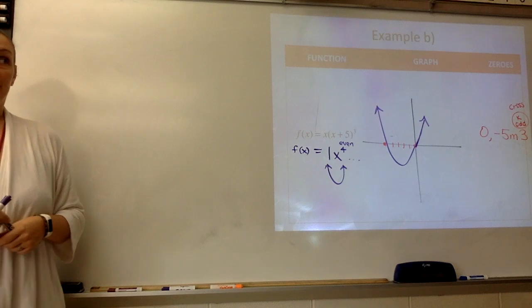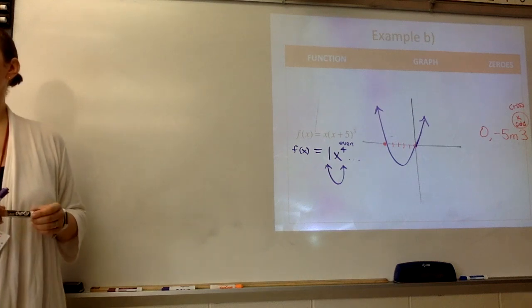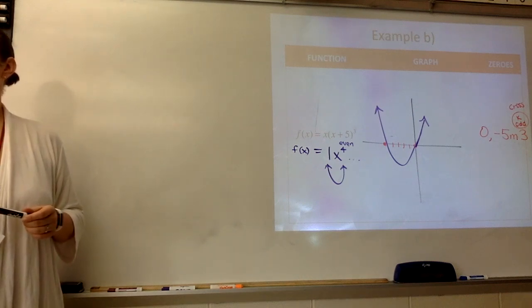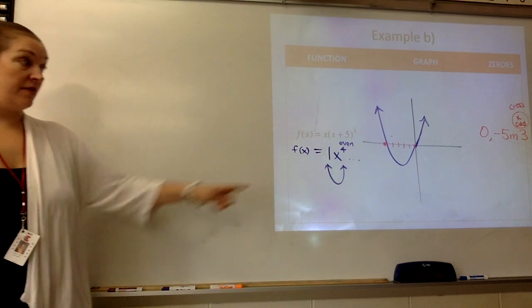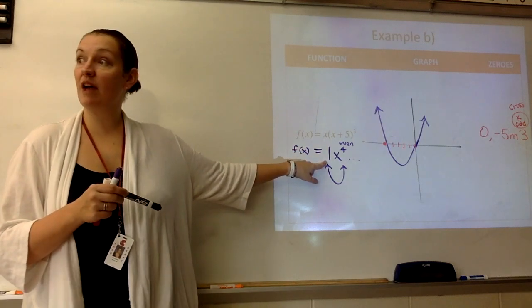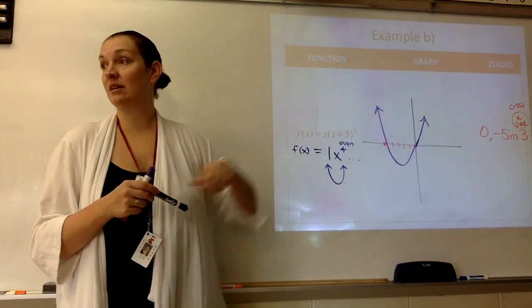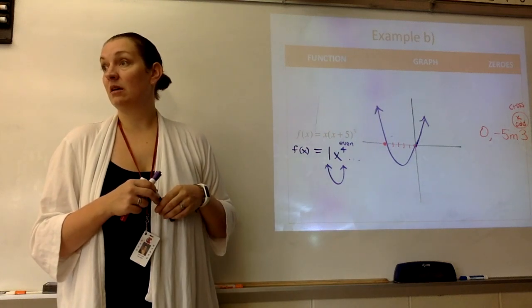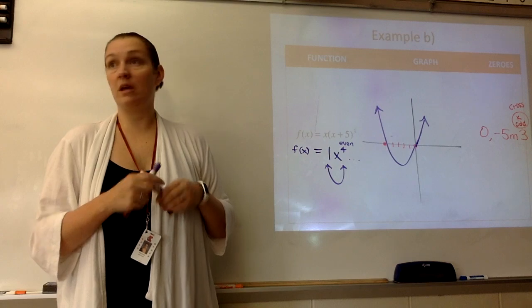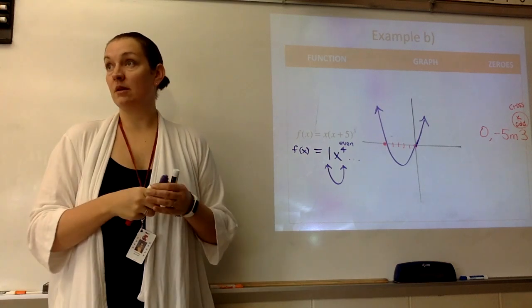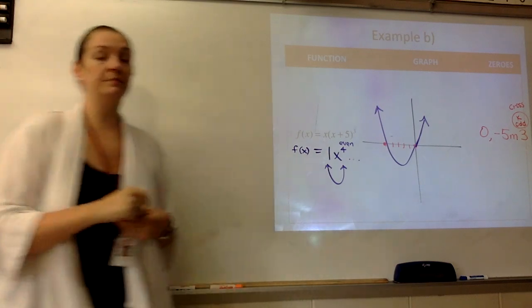General shape. Yep. If it didn't cross, then this would have to be x to the 3rd or x to the 5th, because you have to change the multiplicity to an even. So it wouldn't be a U anymore, it would look like x cubed. Yep, good question.